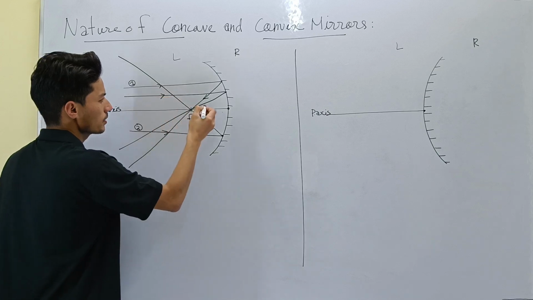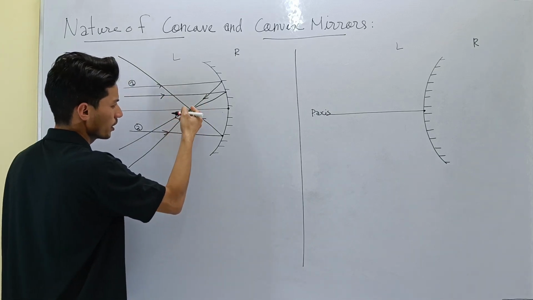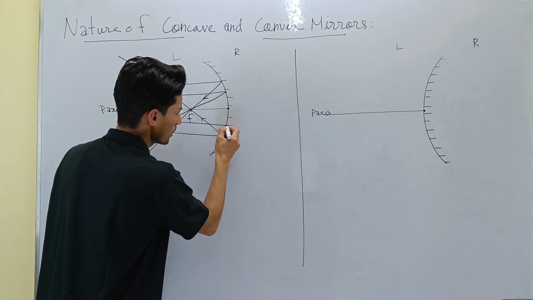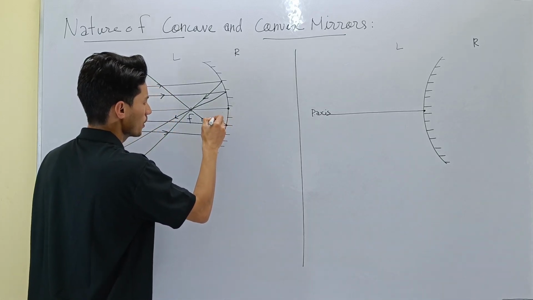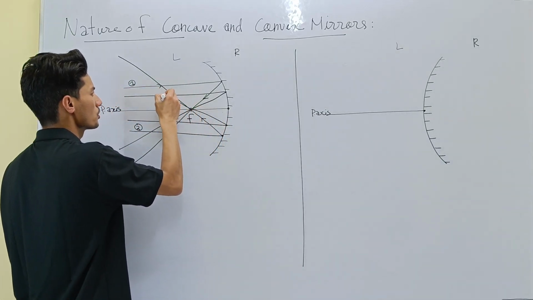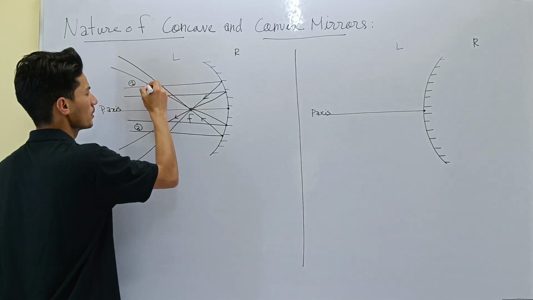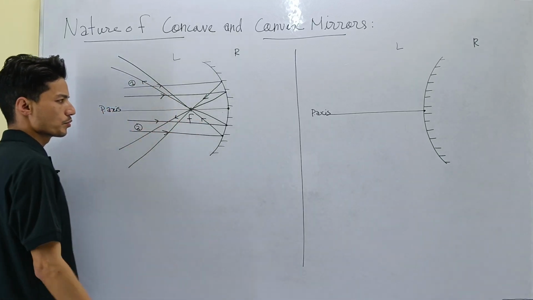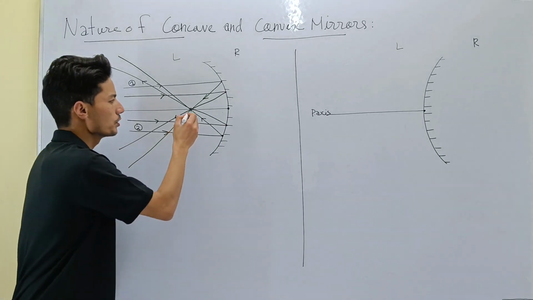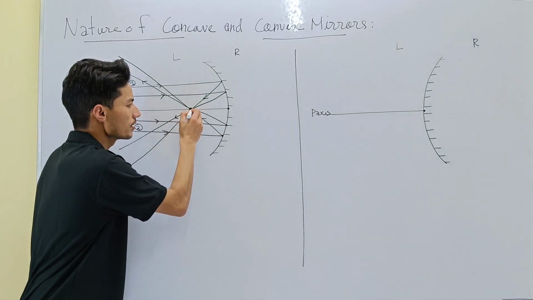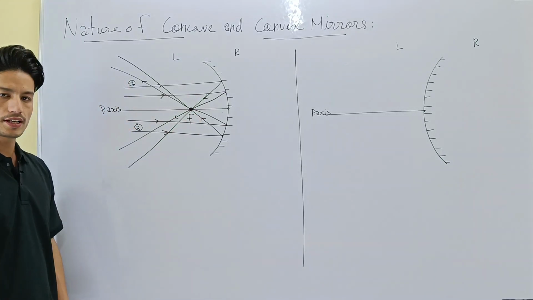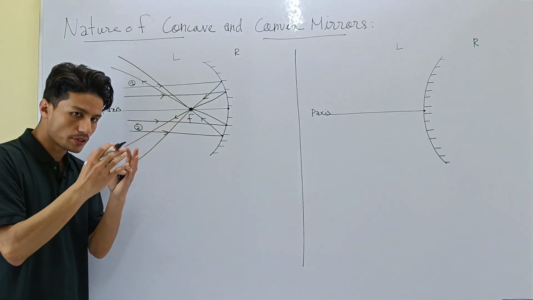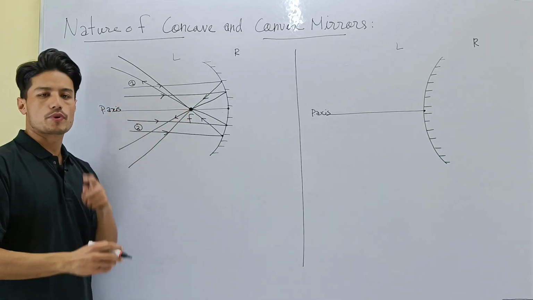So the ray goes like this after reflection. It will pass through this point, then we can take another ray here. It hits the mirror, and after reflection, it will pass through this point like this. This is the reflected ray, this is the ray heading towards the mirror. So we notice that all of the reflected rays meet at this point. They converge, they come together at this point.